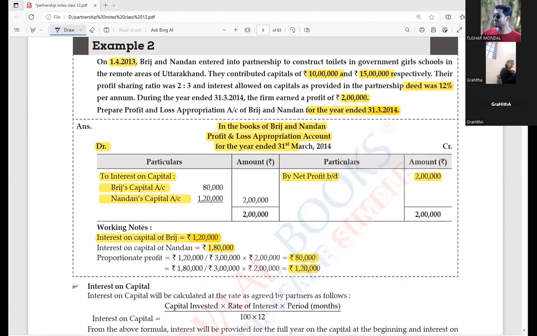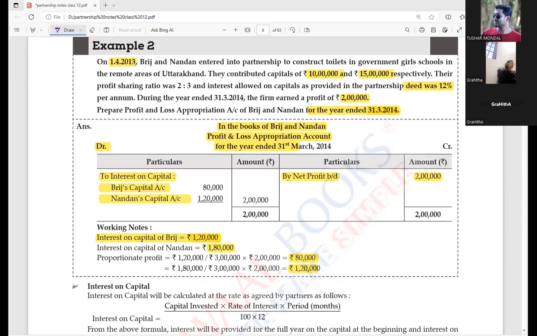Am I audible? Yes, sir. I'm done. Tell the answer. First, how much have you written for net profit brought down? I wrote 5 lakh. Okay. Interest on capital, how much have you given? B's capital account 1,20,000, and N's capital account 1,80,000. Total 3 lakh.